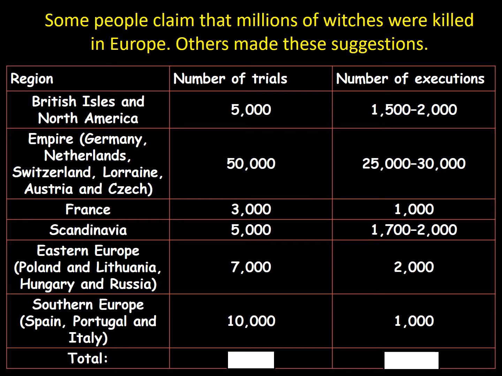So if you could try and draw this table in your jotters, and what you're looking to do is to add up the total amount of trials, because that's blank at the bottom, and the total number of executions. So you want to pause the video at this point to draw this table and try and add up those figures there.